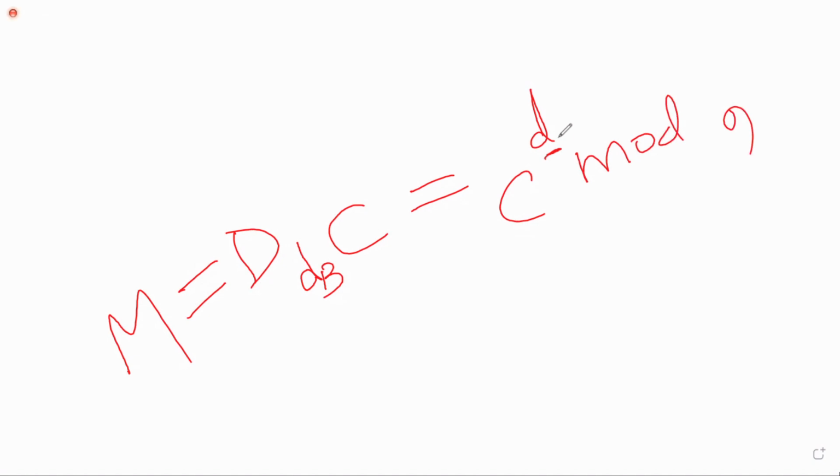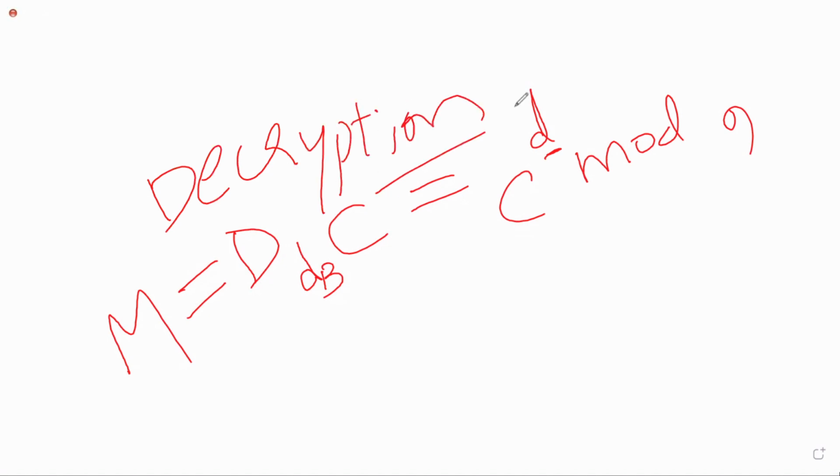Okay, so for encryption, Bob's public key is used, and for decryption, Bob's private key will be used. So this is the decryption. This is the formula for decryption. Understood? So the formula for encryption is C is equal to M power E mod n, and the formula for decryption is M is equal to C power D mod n.